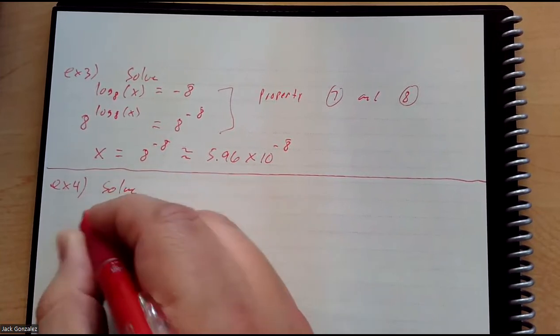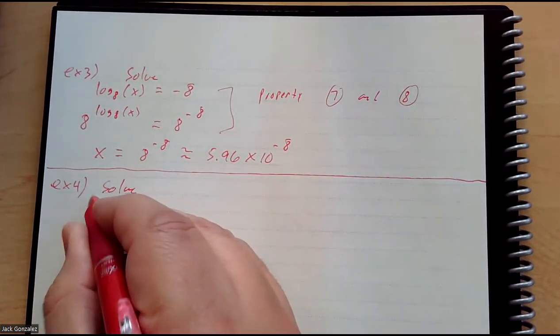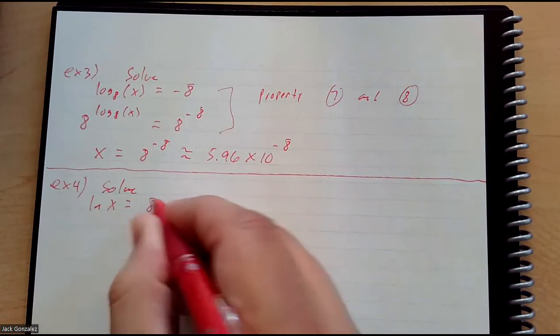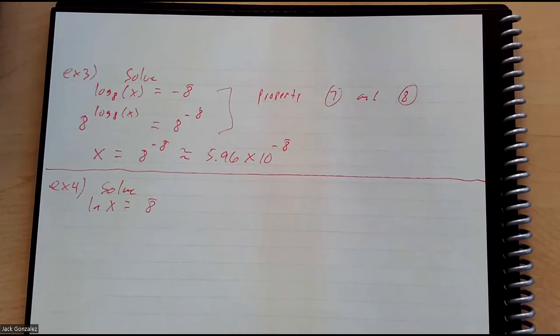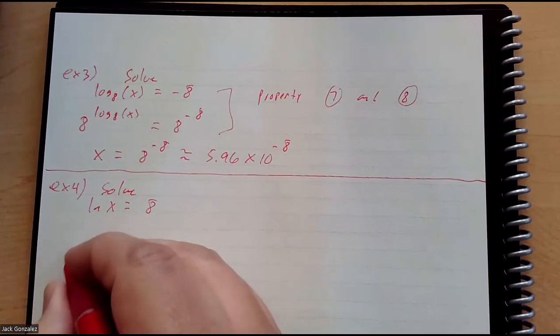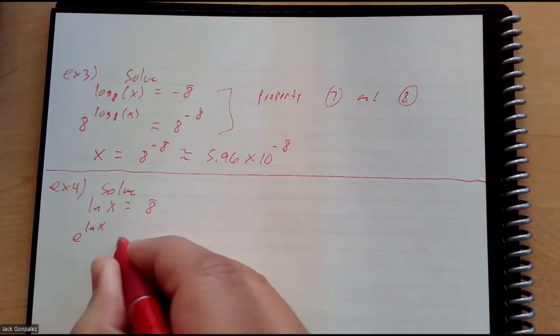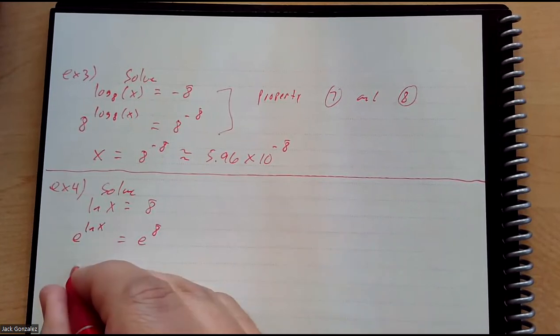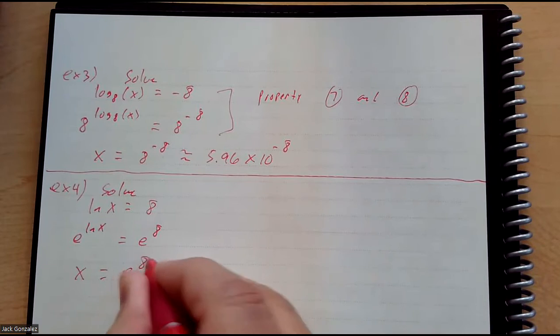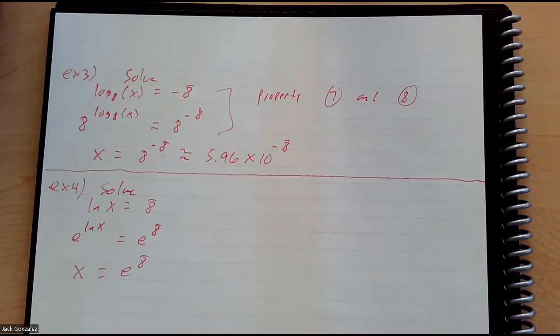Same question. Solve. ln x equal to 8. A lot of 8's today. So ln is base e, so introduce an e on both sides and you can cancel. So e to the ln equal to e to the 8. So these cancel. That gets me to x equal to e to the 8, which is some decimal. I don't know what it is. It's like a few hundred something.